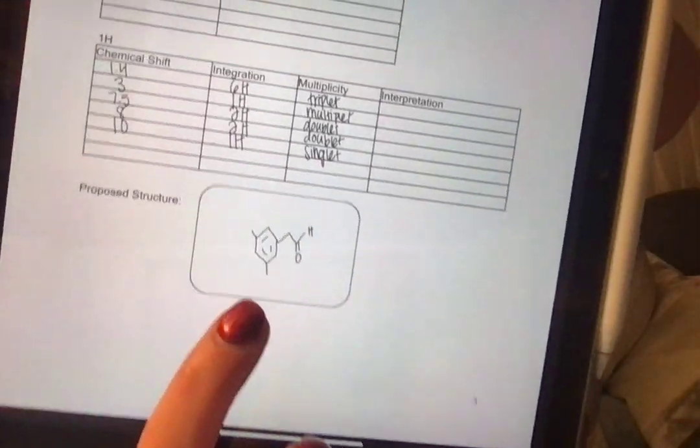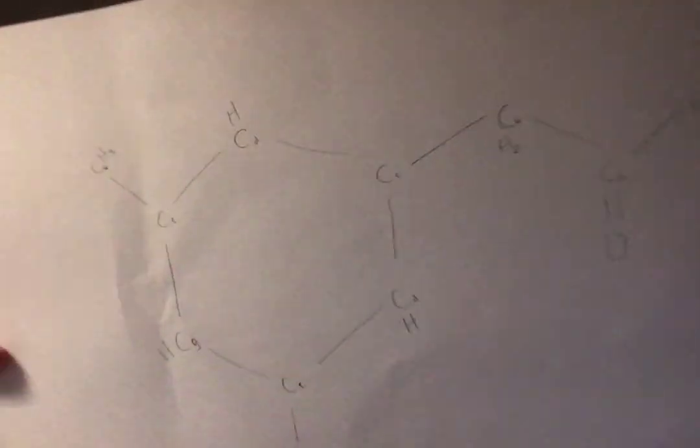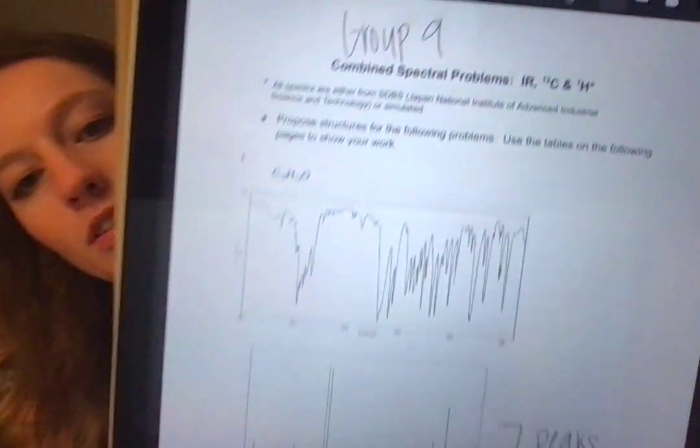So we'll just start off here. First off, I can show y'all our proposed structure. I have it here, but I know that's not the greatest picture, so I will show this one as well. Here, you can see all the carbons labeled, but we'll get back to this in just a second. So, first things first, we will look at our overall spectrum.